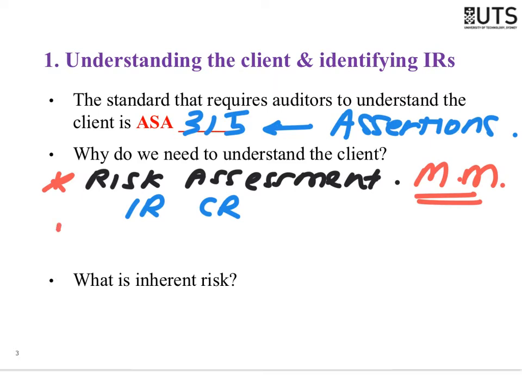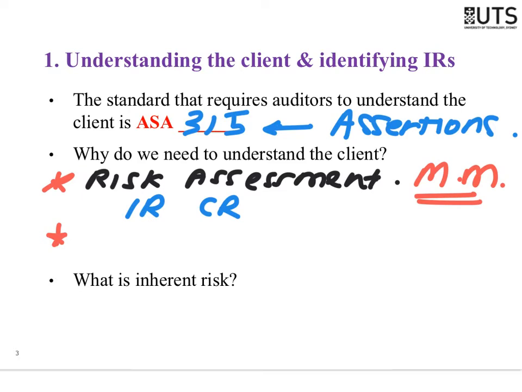Now remember, the reason why we do risk assessment in terms of the process is once you have assessed inherent risk and control risk, what do you do next? What comes right after that? Detection risk, and then we use that to set what? To determine what? Yes. Okay, guys, we plan the audit.